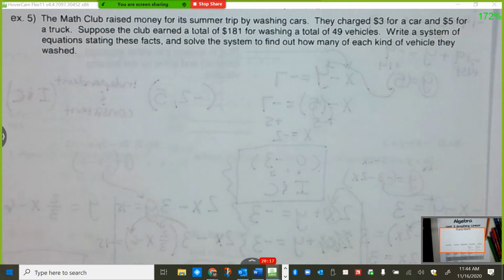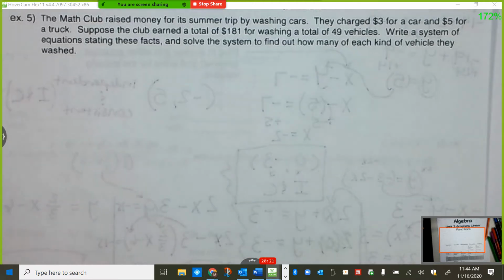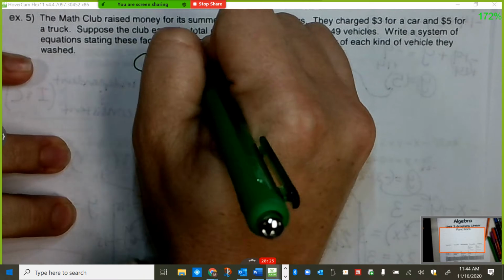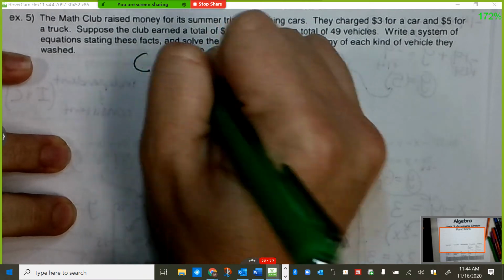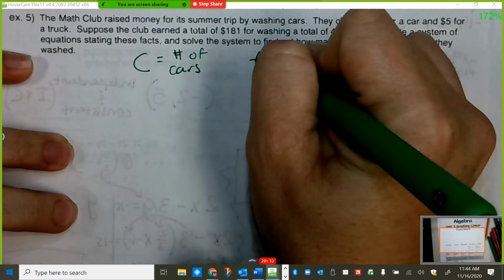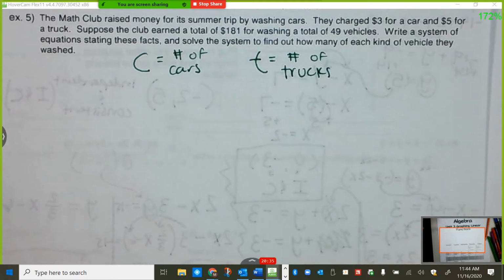How many cars were washed for each? For each what? Like car and truck. So we can use C equals the number of cars. We can use T equals the number of trucks. Now, does anybody have an idea of what my equations would be?